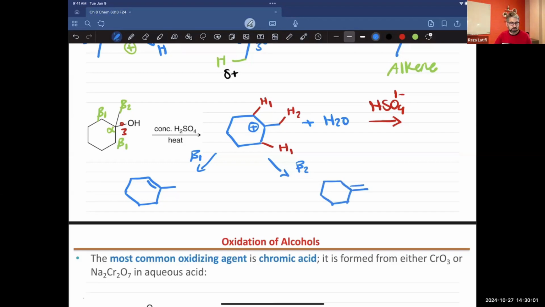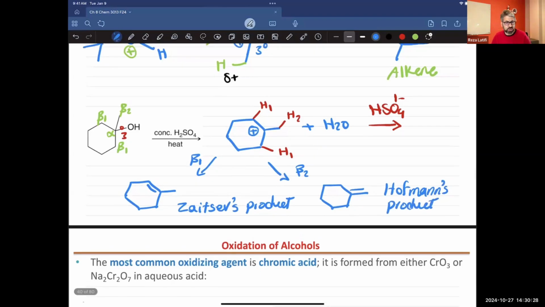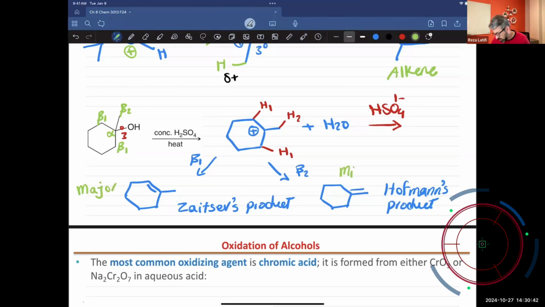And remember, the one with more substituents will be more stable, and that's going to be the Zaitsev product. And this one will be the Hofmann product. So we get two products. Which one is more stable? The Zaitsev product is thermodynamically more stable. So this one will be the major product, and this is going to be the minor product.